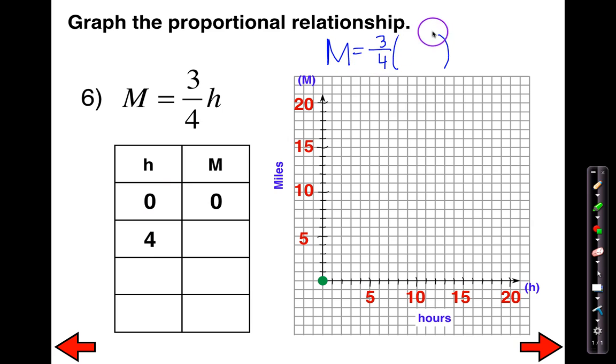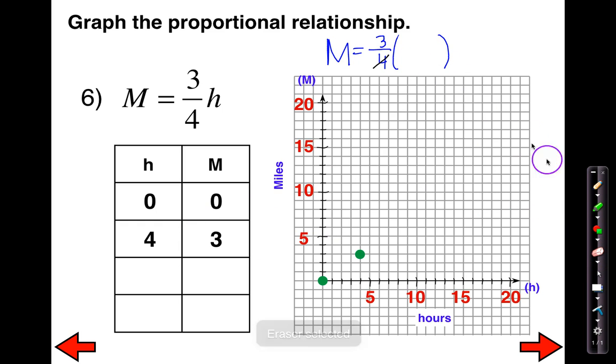If I plug in 4, what happens? Here, you're going to notice the 4's cross cancel, and I would be left with 3/1, which is 3. Now, is this preferred? Definitely, because I'd rather you work with whole numbers than fractions. Is working with fractions wrong? Absolutely not. So here, I'm going to go ahead and plot 4 over to the right, 4 up 3.